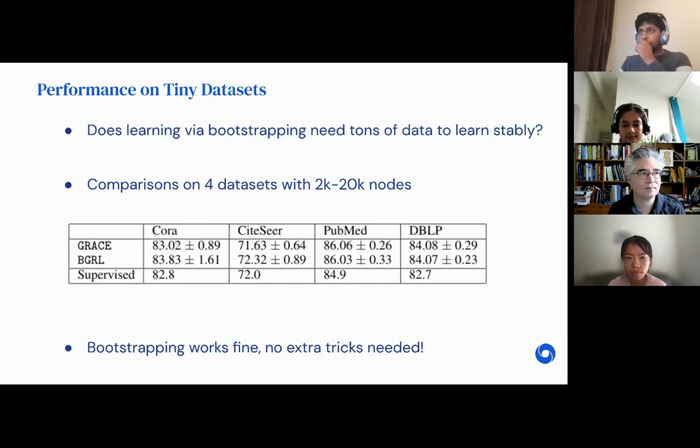To check this, we compared on 4 much smaller data sets with between 2 and 20,000 nodes. And basically, bootstrapping works just fine. We don't need any extra tricks. And this actually gets state of the art on 2 of the smallest data sets of, I think, 2,000 and 3,000 nodes. So that's pretty nice that this method is flexible enough to work out of the box with many different scales of data set.